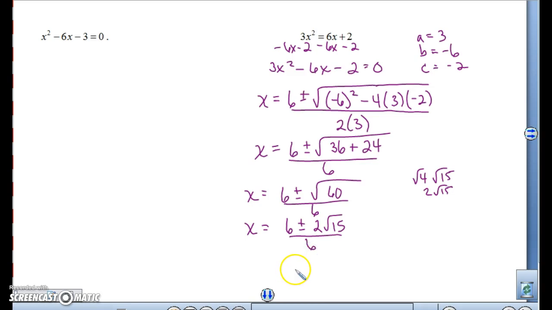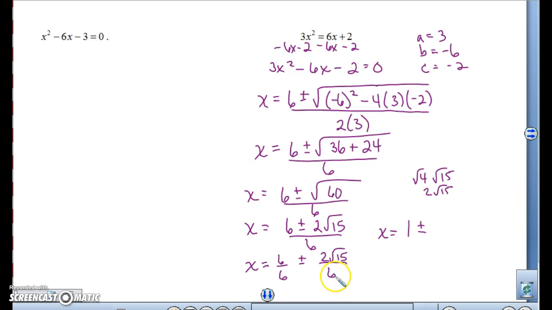Now, I want to split this up into separate terms because I want to divide each one of these by 6. It's going to be 6 over 6 plus or minus 2 radical 15 over 6, or 2 square root of 15 over 6. Now notice I can reduce this. 6 over 6 is equal to 1 plus or minus.